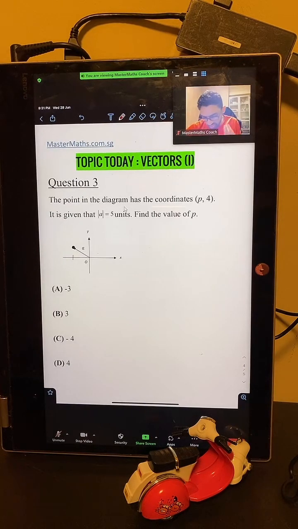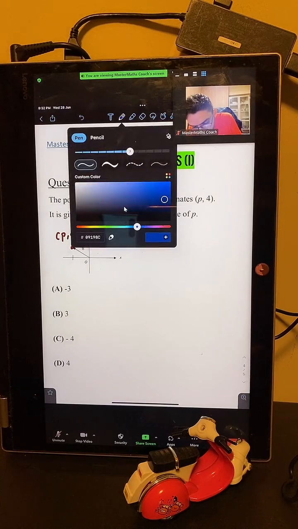Question number 3. Now, this is pretty interesting. This can certainly come out in the O-levels. These are all GCE O-level questions. The point in the diagram has the coordinates P and 4. So over here is P, 4. It is given that the magnitude of A is 5. Magnitude means it's the length of A, which is 5.